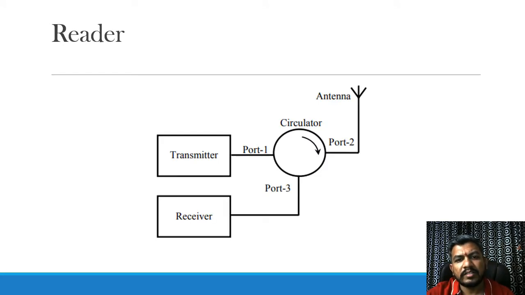The circulator has three ports. The transmitter is connected to port 1, the antenna is connected to port 2, whereas the receiver is connected at port 3. The transmitter passes the radio frequency signals from port 1 to port 2 through the antenna via the circulator. In the same way, when the antenna reads the information from the tag, the radio frequency waves are transmitted to port 2 through the antenna, then go to port 3 from the circulator and are received by the receiver. So this is how the circulator is able to separate the transmit signals and the receive signals based on the requirement.